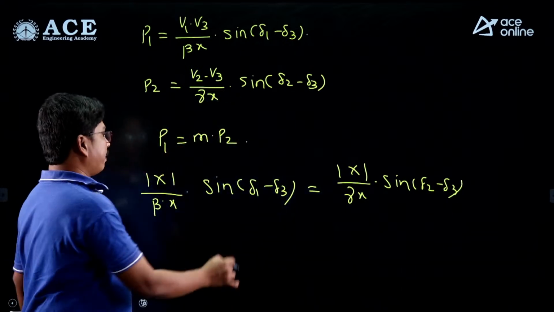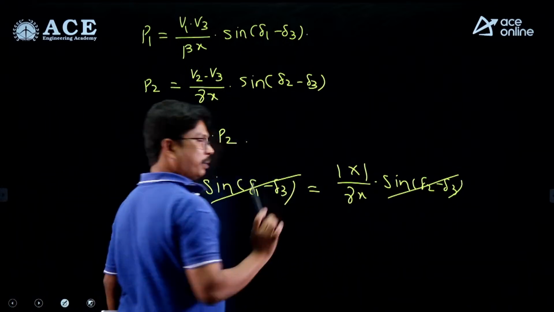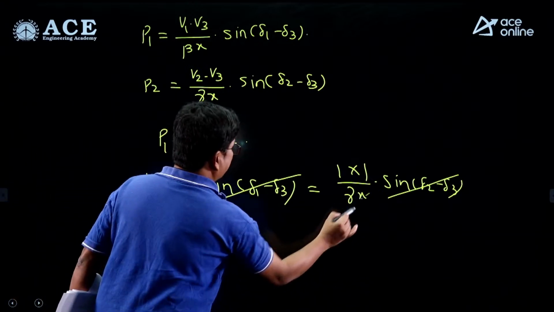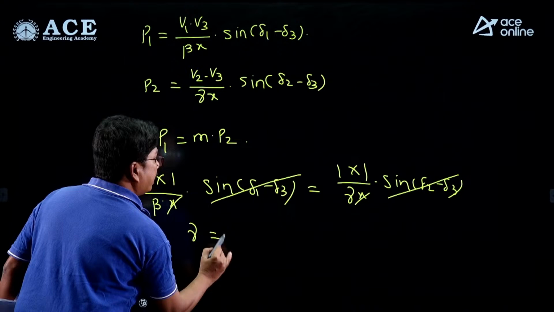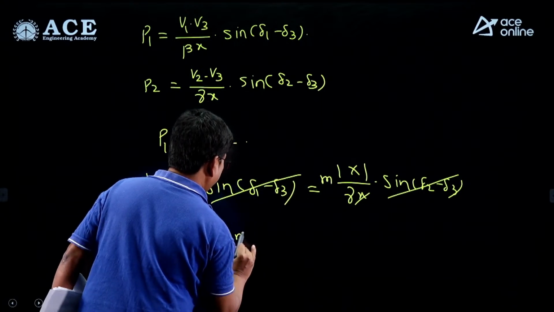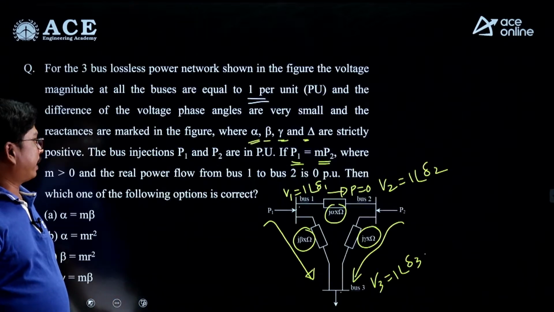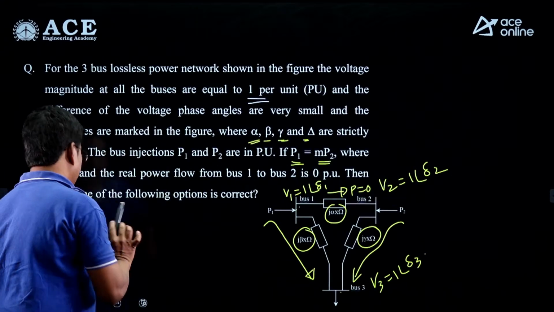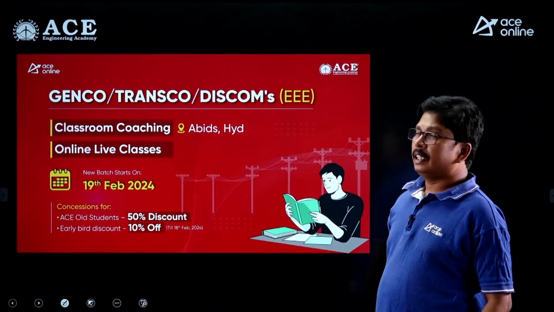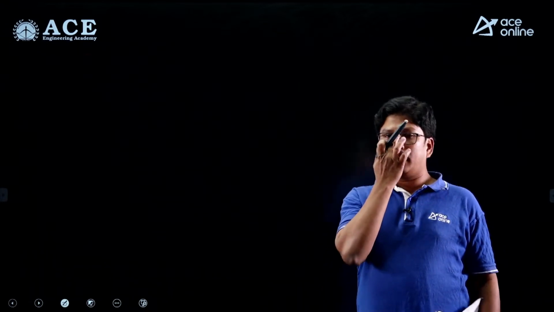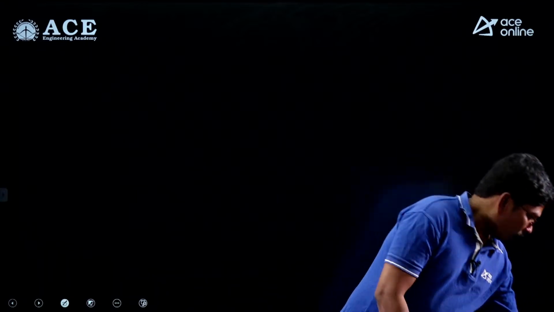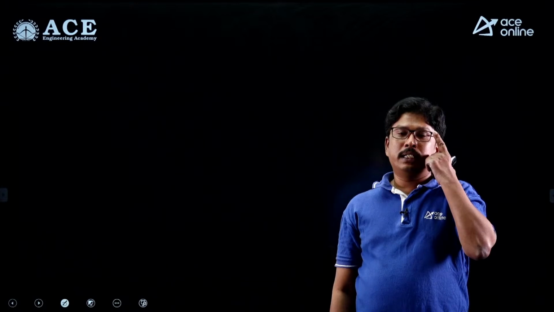Since these angles are very small, you can neglect the sine terms and cancel them. Therefore x will be cancelled, and gamma is equal to beta into m. So m beta is the answer, gamma equals m beta. Right students? These are the questions we had in power systems. That's about the question paper analysis of electrical engineering.